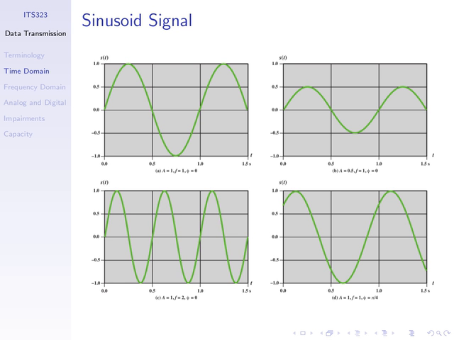Here we had 2 times pi times the frequency of 1, gives us 2 pi. Now we have 2 times pi times the frequency of 2, gives us 4 pi. And if we plot this, as t varies from 0 to 1.5, then we get this shape.